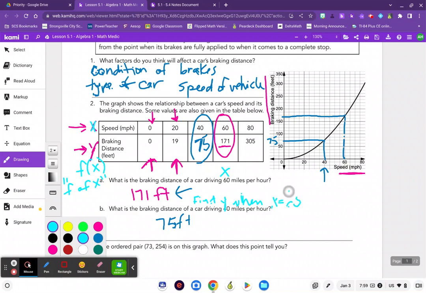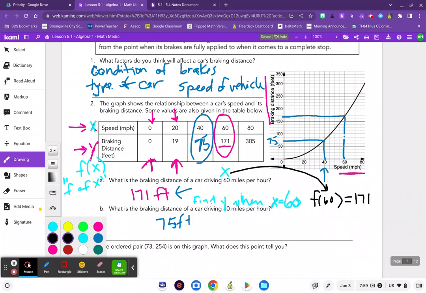That's a lot of words. And we have talked in math that mathematicians are efficient. So instead of saying find y when x is 60, or instead of saying what is the braking distance of a car driving 60 miles per hour, we like to be more efficient. We like to say, hey, I want you to find f of 60. 60 is my input, that's my x value. I want to know the y value when the x value is 60. And that y value when the x value is 60 is 171. And so we write it this way.